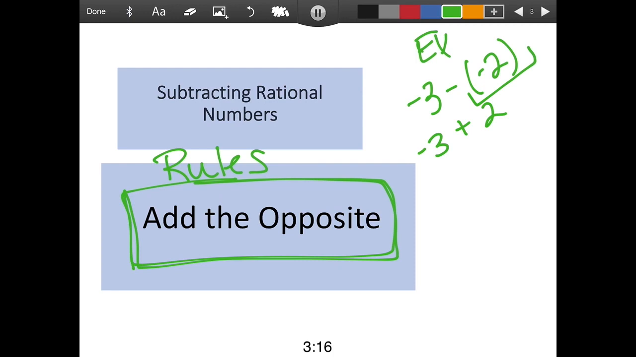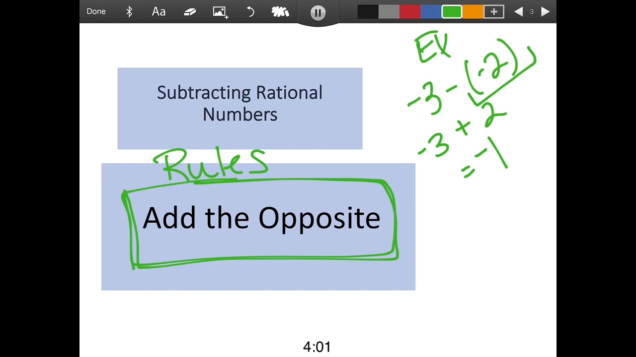Now we need to know those adding rules. So let's think back to those adding rules. For -3 plus 2, are my signs the same or different? Correct, they are different. So when my signs are different, I'm going to subtract the absolute values. So 3 minus 2 is 1. And then I'm going to take the sign of the number with the greatest absolute value. Does -3 or 2 have the greater absolute value? If you said 3, you are correct. So my final answer is going to be -1.